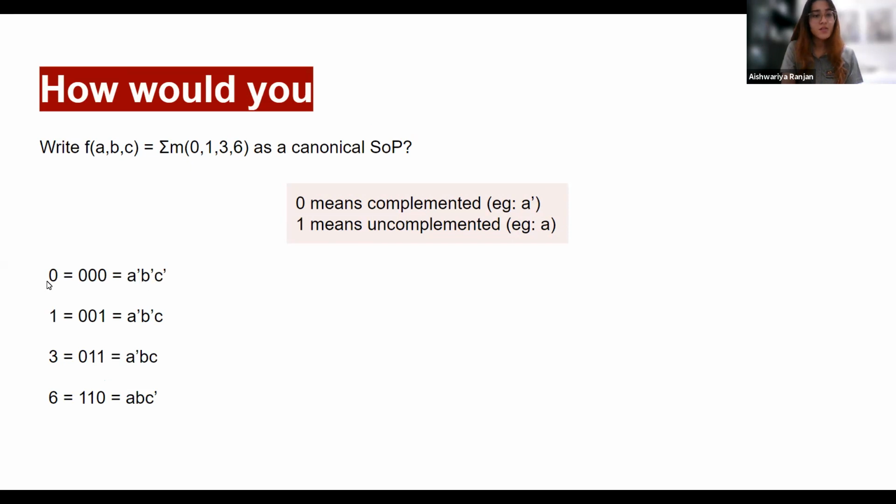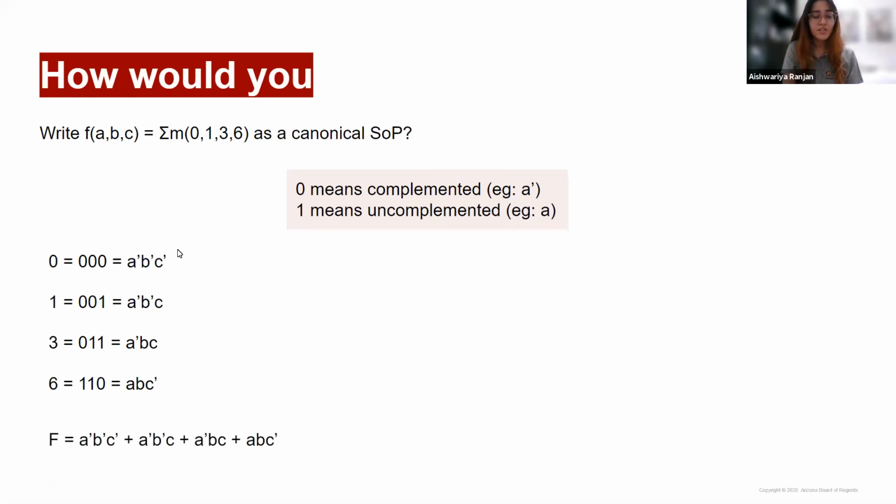Okay, so you'll expand each of these numbers into 3 bits because f of a, b, and c. So 0, 0, 0 means each bit over here is a complemented bit. So it would be a bar, b bar, c bar. Similarly, you would expand all of these numbers. And for wherever you're getting a 1, that would be an uncomplemented number. So now you see that you just have to add all of these together because it's a sum of products. So these are your products. And to get the final expression, you just have to add them all together.